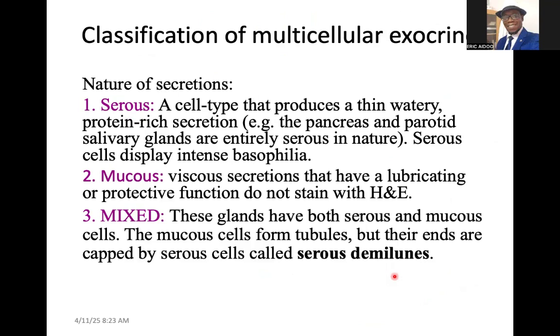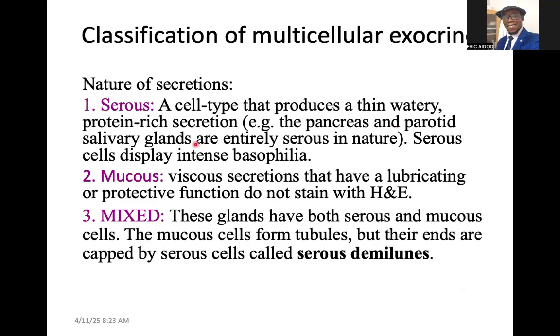You can also classify the exocrine multicellular ones according to how they secrete their substances and how those substances they secrete look. Okay, so we call that the nature of secretion. So the secretion can be serous, mucous, or mixed. So when we take serous, it's a cell type that produces a thin, watery, protein-rich secretion. Examples are the pancreas and parotid salivary gland.